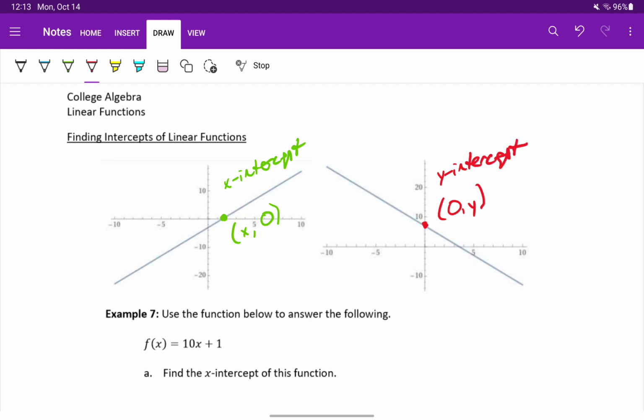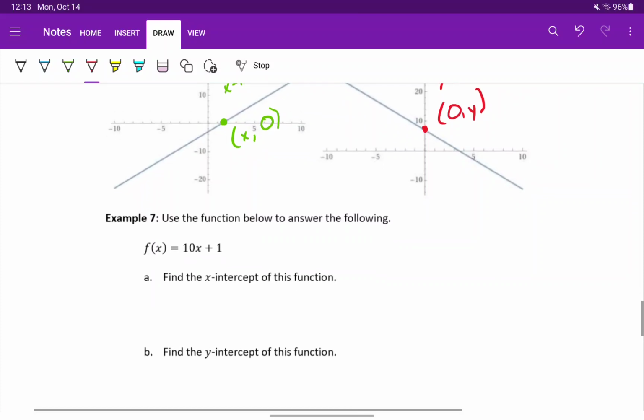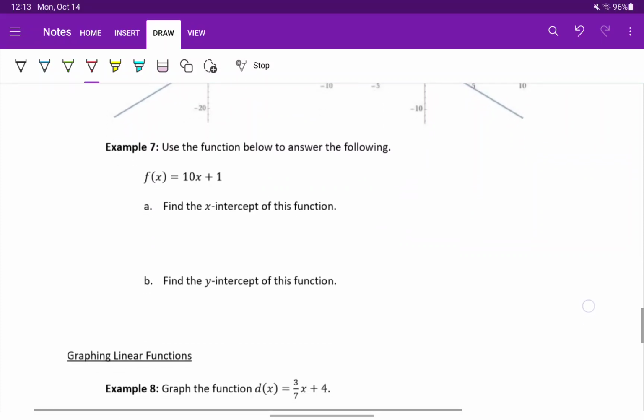What we want to notice in this pattern is that it's the opposite variable that's equal to 0. So for an x-intercept, y is equal to 0. For a y-intercept, x is equal to 0. And we just need to know to use that substitution in order to find intercepts for a given equation.